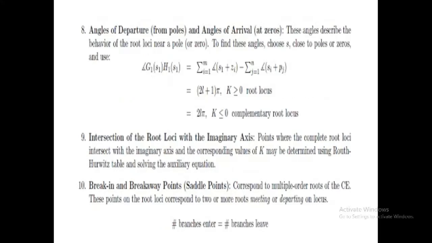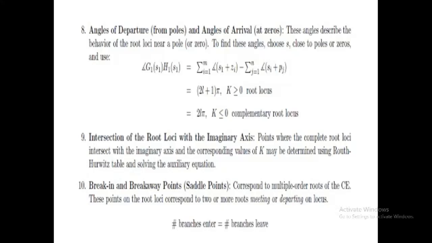The angle of G1(s1)H1(s1) is equal to the summation over i equals 1 to m of the angle (s1 plus zi), minus the summation over j equals 1 to n of the angle (s1 plus pj), and that is equal to 2l pi, where k is less than or equal to 0. That is the complementary root locus.